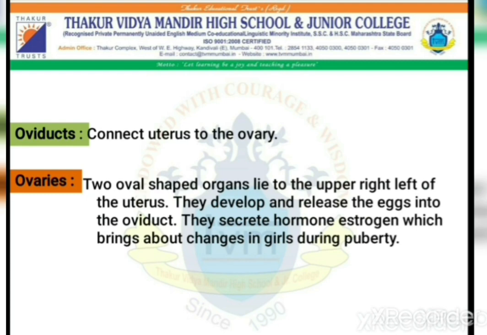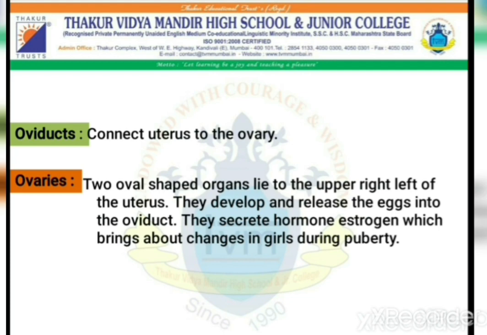So this is the ovary, two oval shaped organs which lie on the upper right and left of the uterus, and they release the egg into the oviduct. These eggs are called female gametes. At the same time, the ovaries also secrete a hormone called estrogen, and this estrogen brings about the changes in girls during puberty.